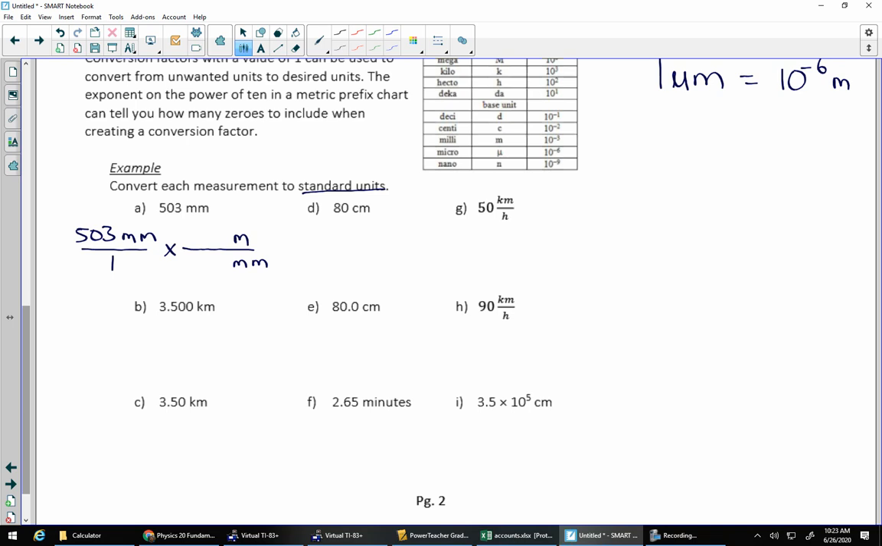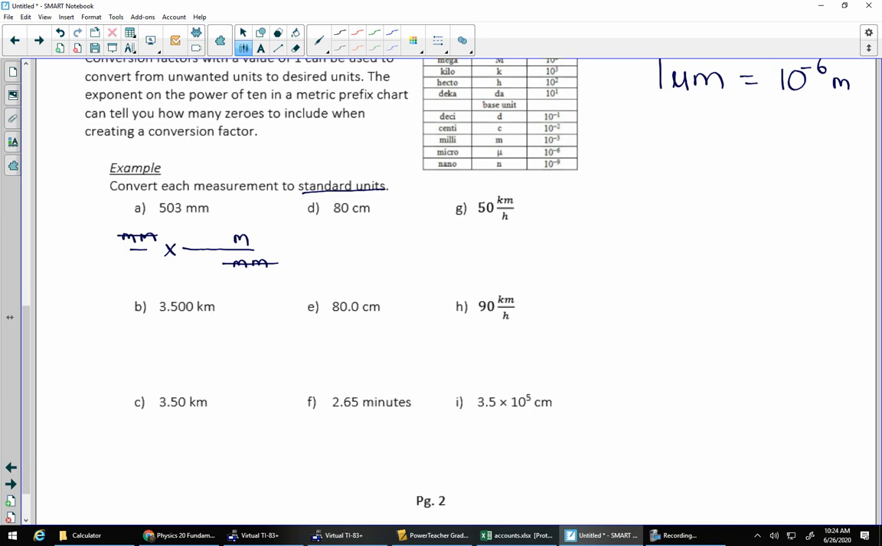Now, forget about the units. Or sorry, the numbers. Think about the units. Please do think about the units. We're going to forget about the numbers. Let's look at these units that we've got. We've got millimeters times meters divided by millimeters. What that means for us is millimeters divided by millimeters are going to cancel, and we're left with just meters.